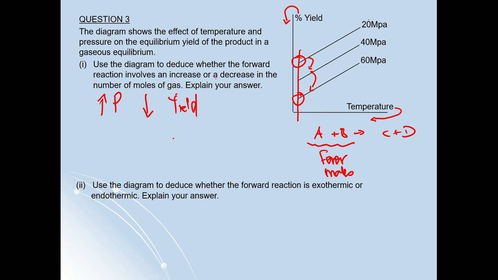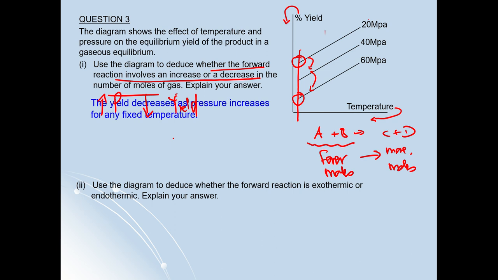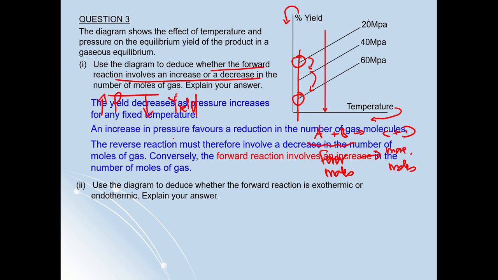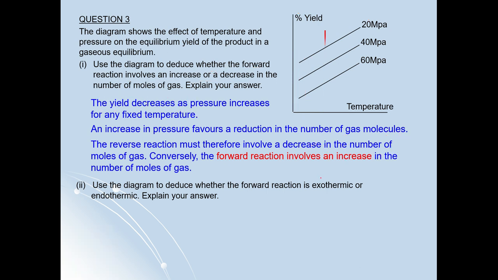So the question here is whether the forward reaction involves an increase or a decrease in the number of moles. Well, there must be more moles on the right hand side. So that means it must be a forward reaction where the number of moles increases. Right, so that's exactly what we said. Right, next question then, I'll just leave that answer up, I'll clear my writing off it.